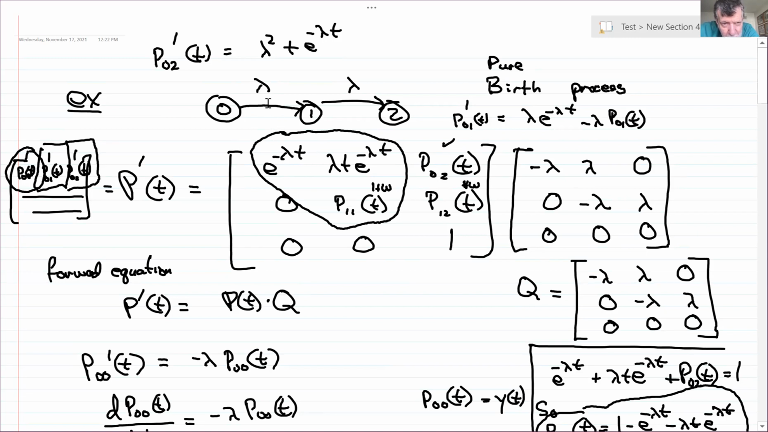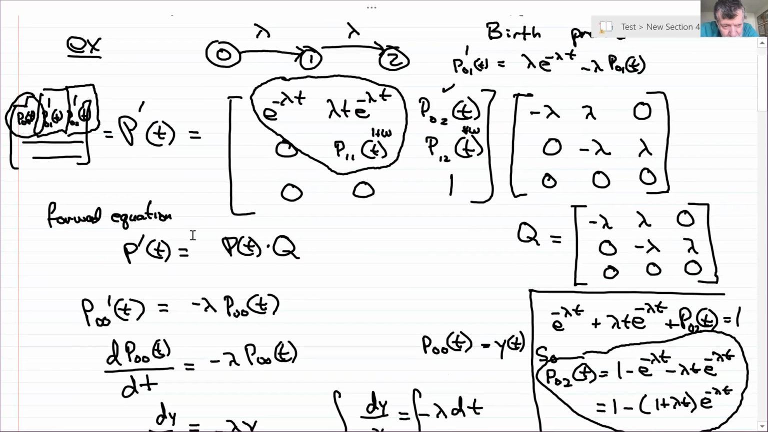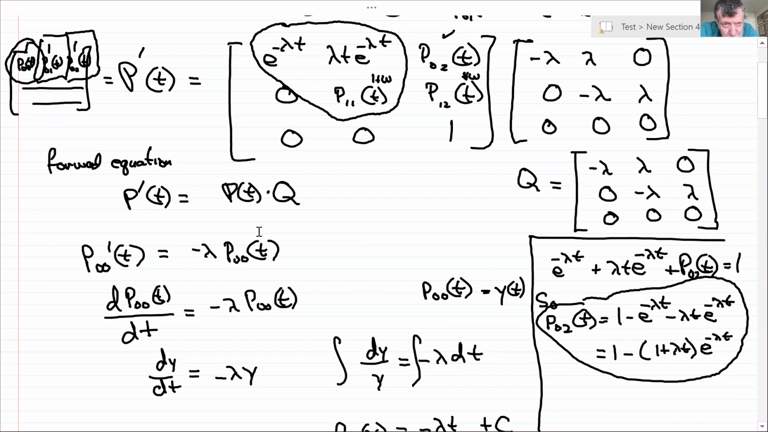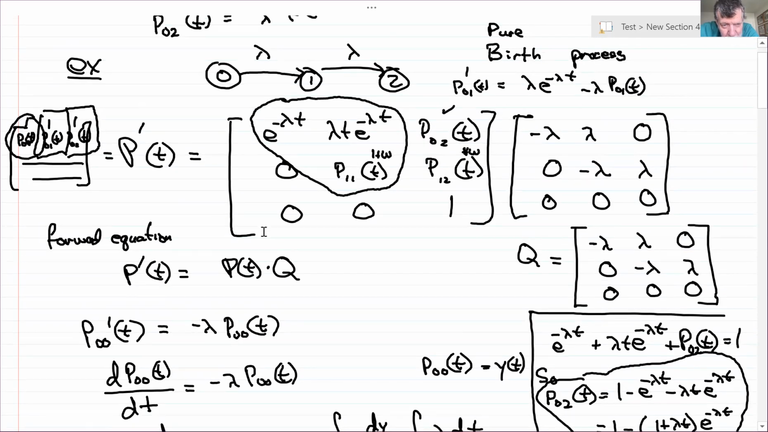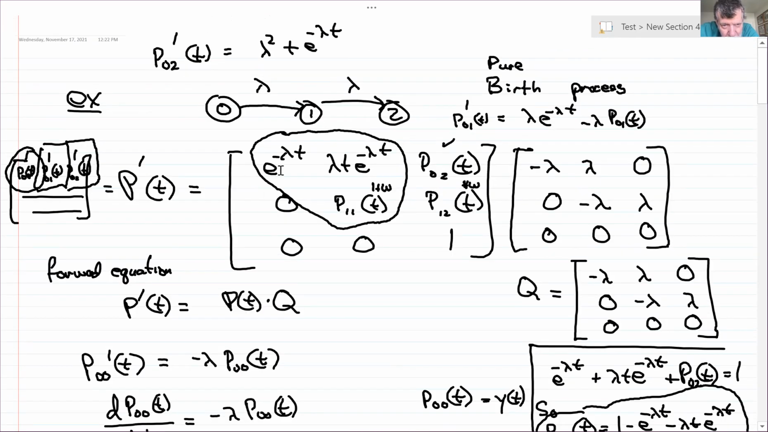If lambda were 1, then the solution for this guy was this. How did that come about? Because P00, which was over here, was equal to this row times this column. And so you quickly got this equation.